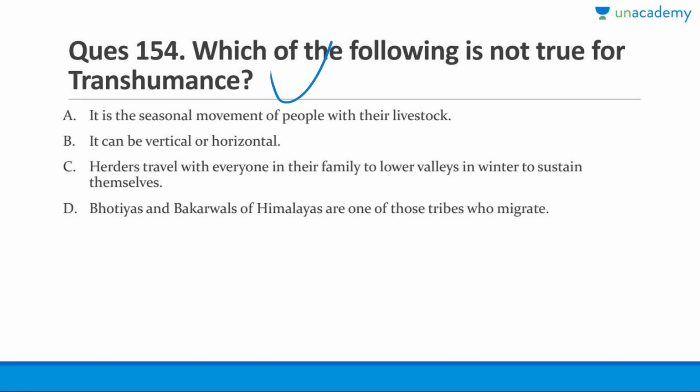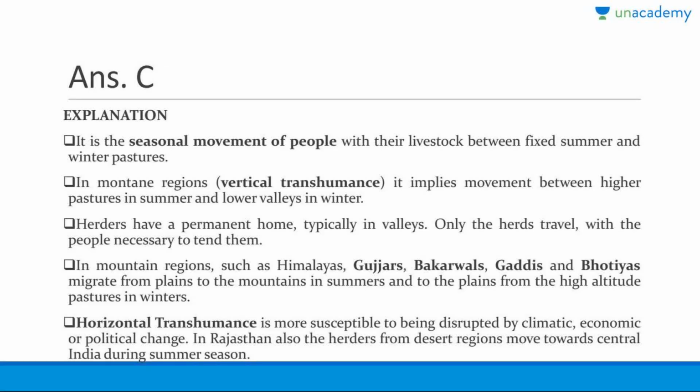Herders travel with everyone in their family to lower valleys in winter to sustain themselves. This is wrong. Okay, so only the herds travel with the people necessary to tend them. And Bhotiyas and Bakarwals of Himalayas are one of the tribes who migrate. This is correct. So C is wrong.